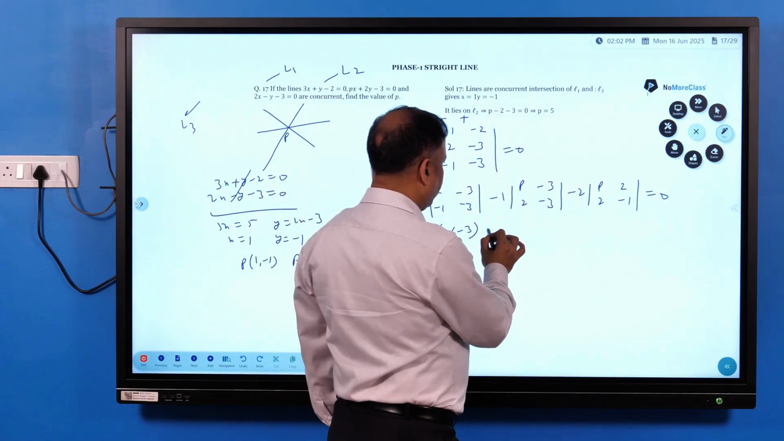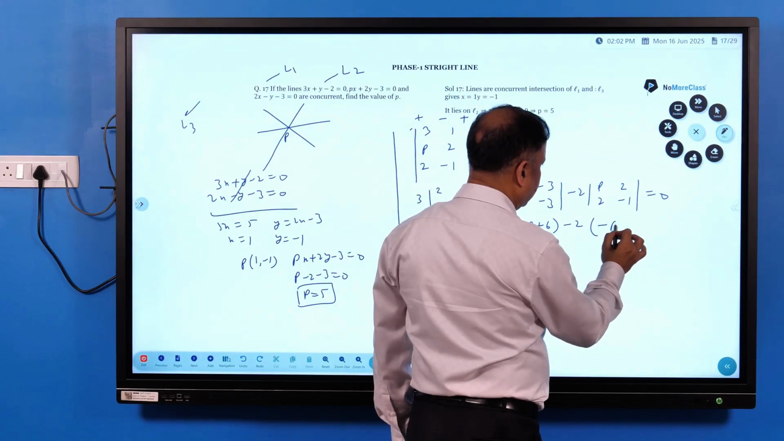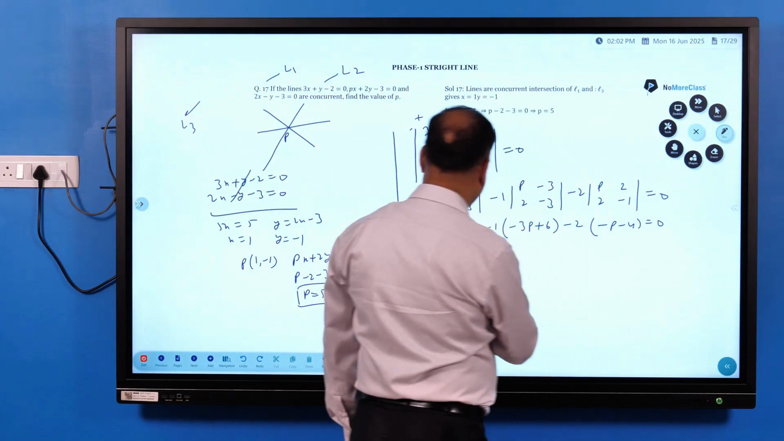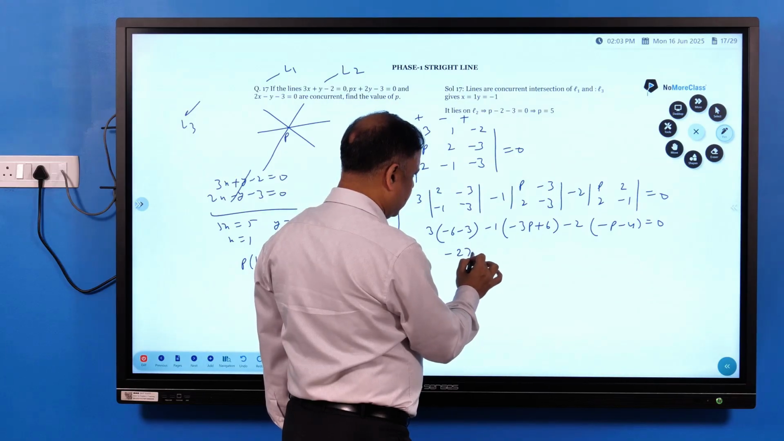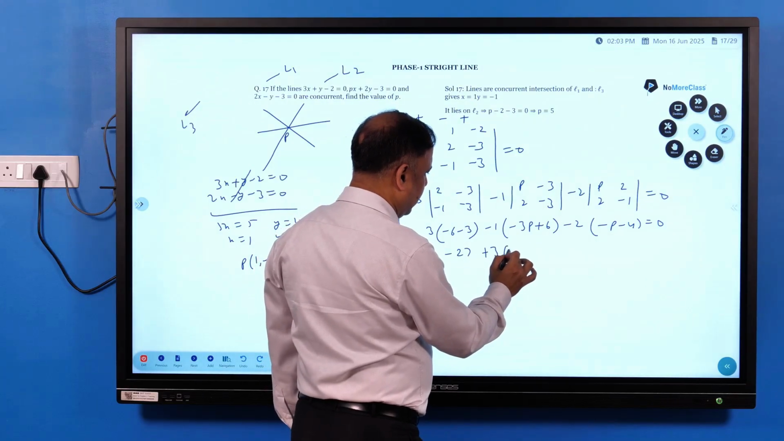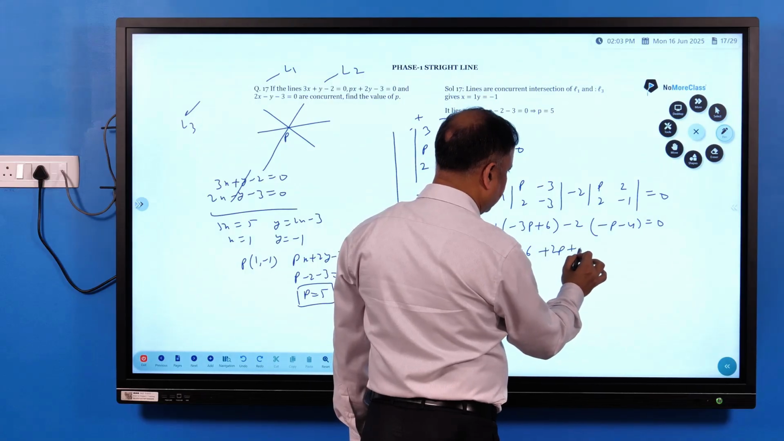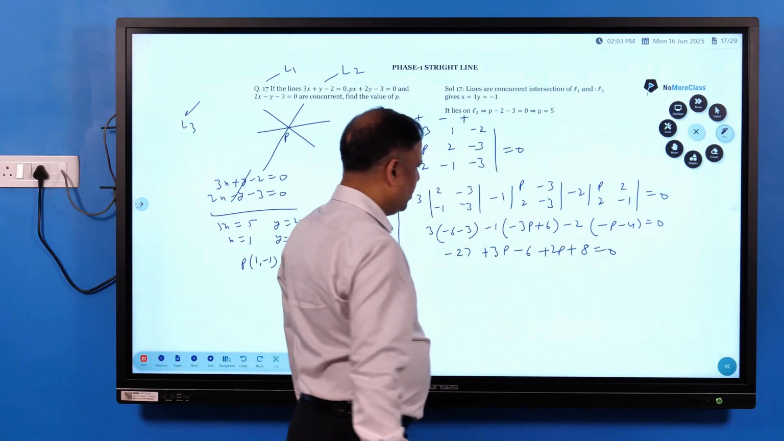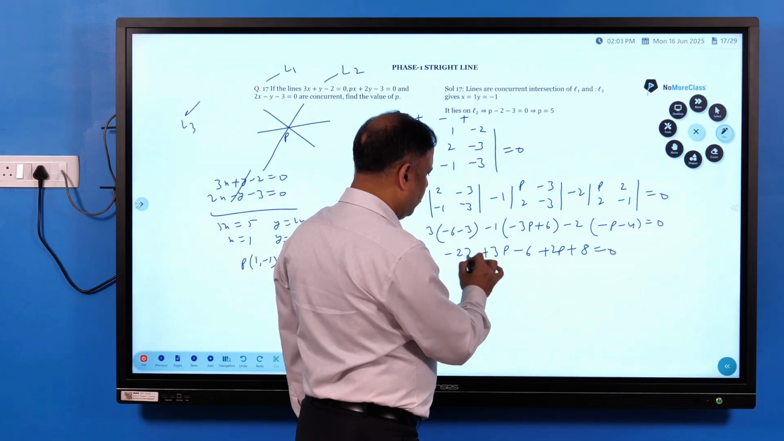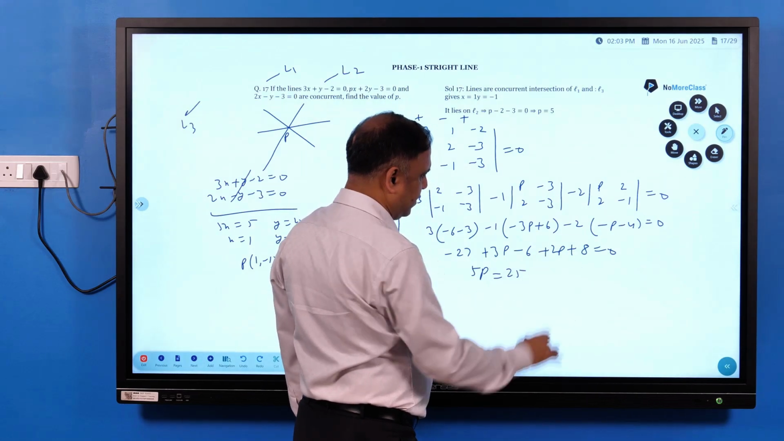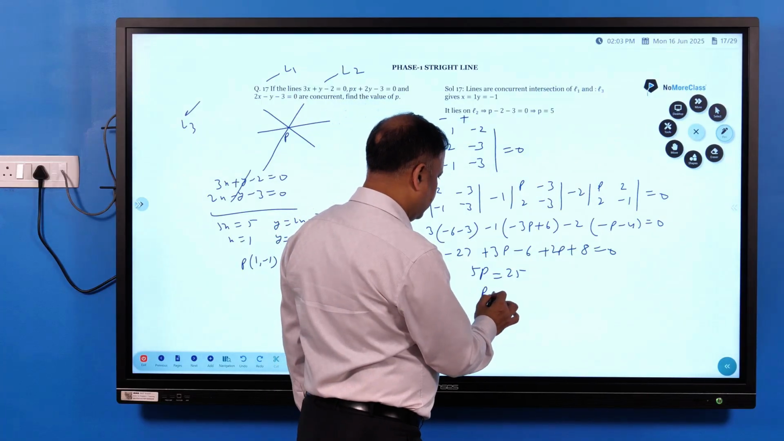minus 1 minus 3p plus 6 minus 2 minus p minus 4 is equal to 0. So this is how much? Minus 6 plus minus 9 minus 27 plus 3p minus 6 plus 2p plus 8 is equal to 0. So 3 plus 2, 5p. 5p is equal to 25. Transfer that side. So 6 minus 6, 2 is left. So this is 25. So p is equal to 5.